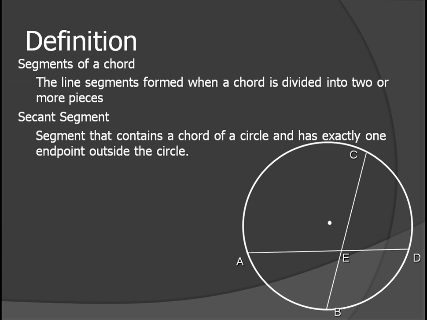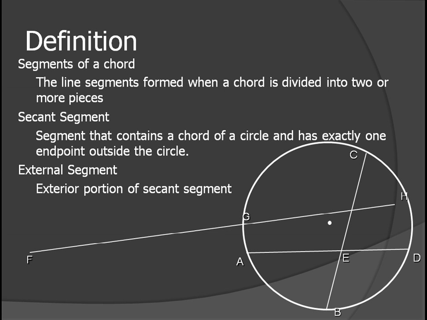I also have a secant segment. The idea behind a secant segment is that if I go in and put a secant, then that secant, because it goes through the circle, can be split into two parts. The secant segment, which is the part of the secant that's inside, GH here, and then what we call the external segment, and that's, as obviously the name indicates, the external part, the exterior portion, in this case, FG.